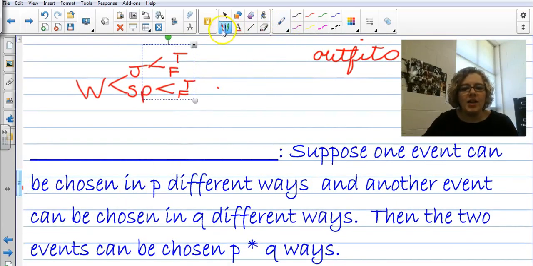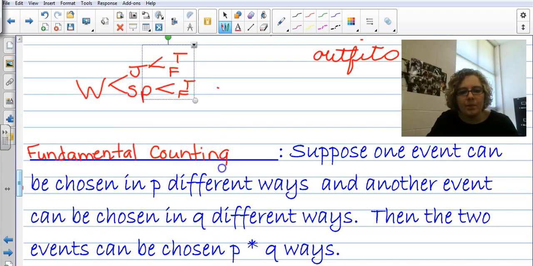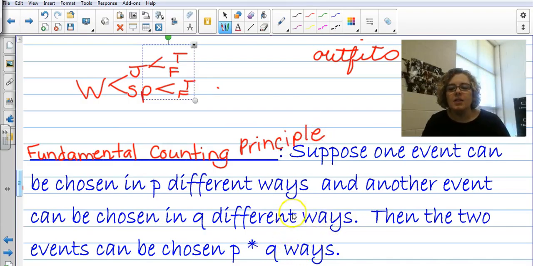So we work with the fundamental counting principle. That says, suppose one event can be chosen in P different ways, and another event can be chosen in Q different ways. Then the two events can be chosen P times Q ways. That's a multiplication symbol.